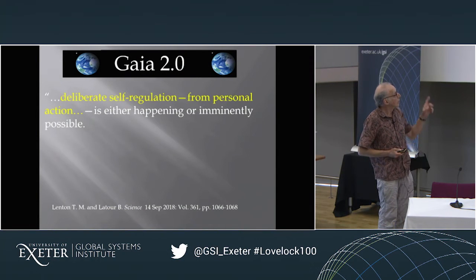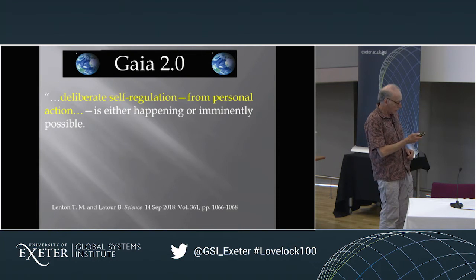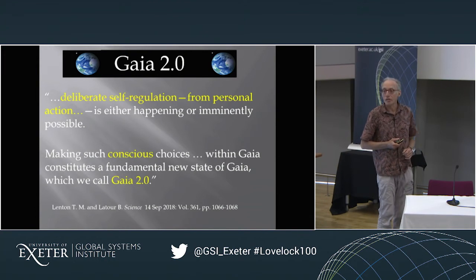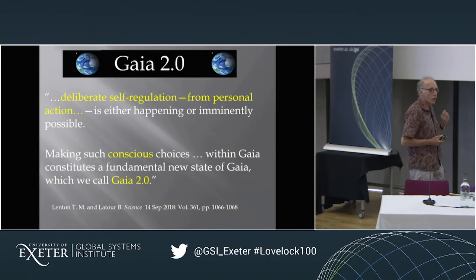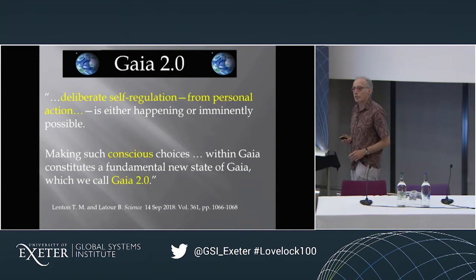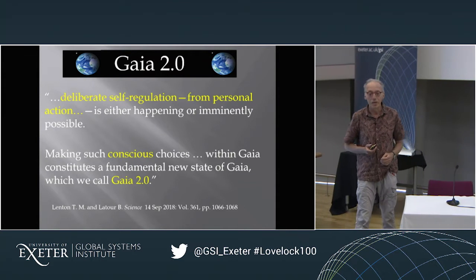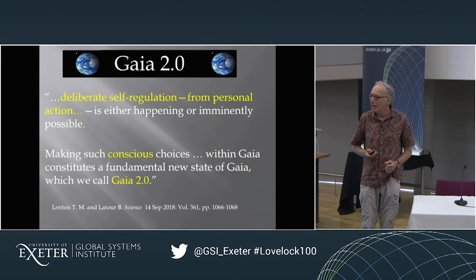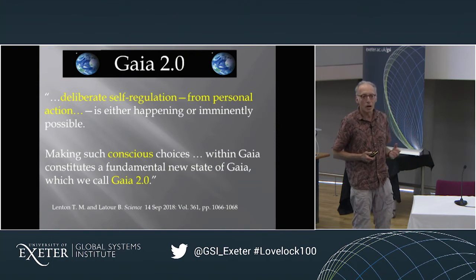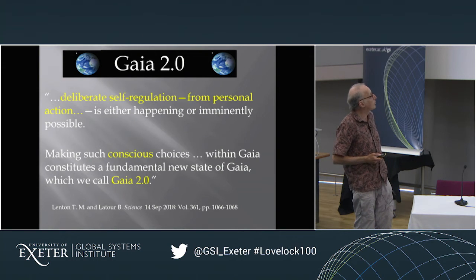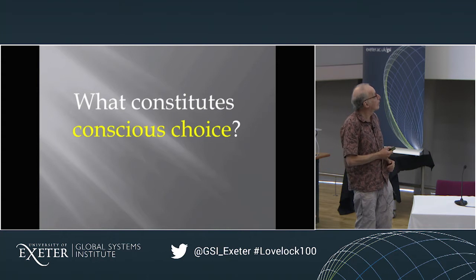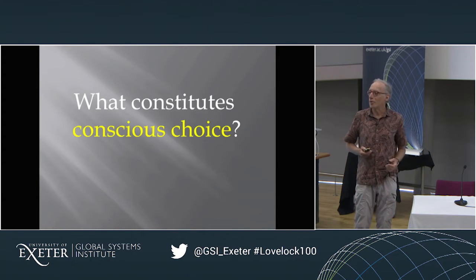Well, some of the key ideas in Gaia 2.0 are this idea of self-regulation, personal action, which is based on our own conscious choices. So now we bring the concept of consciousness into Gaia 2.0. We've heard this quite a lot during this meeting, that consciousness is really important. So let's delve a little bit into what consciousness might be and how we might begin to work with consciousness to move us towards Gaia 2.0. Here we are. What constitutes conscious choice? So we need a really good psychologist to help us with this.